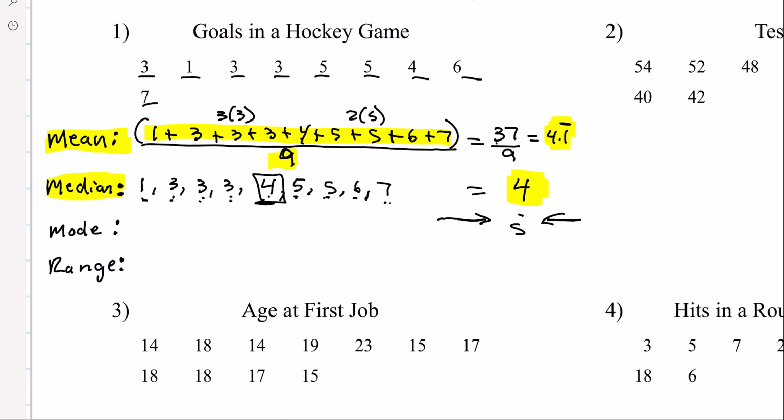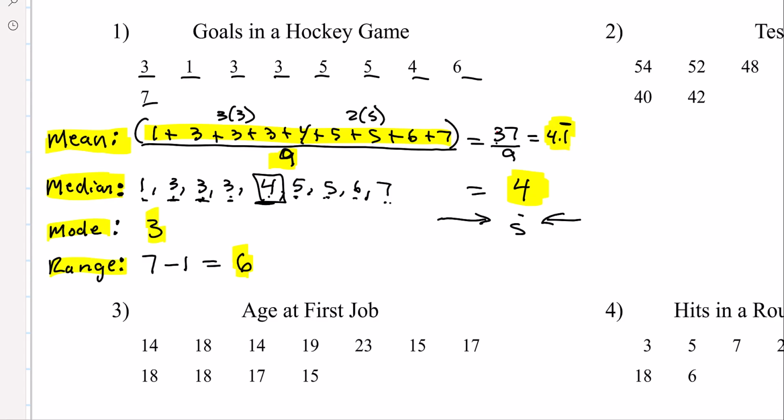The mode is the number listed most often, and that's easy. 3 is listed 3 times, so 3 is the mode. 5 is listed twice, but 3 is listed 3 times. And then the range, the highest value is 7, the lowest value is 1, so the range is 6.